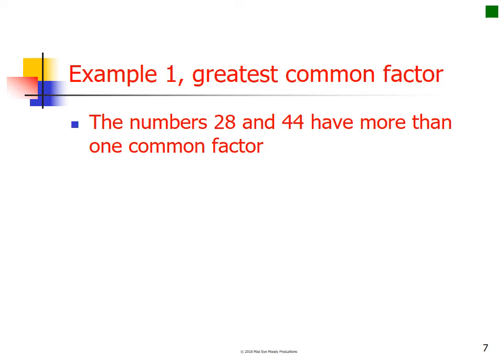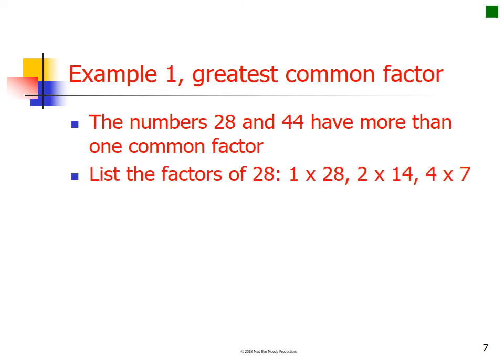So the first thing we have to do is find the factors of each number. When we list the factors of 28, we think, what are the numbers I can multiply together and have 28 be the product? Well, 1 times 28 is 28. 2 times 14 is 28. 4 times 7 is 28, and there are no other factors.